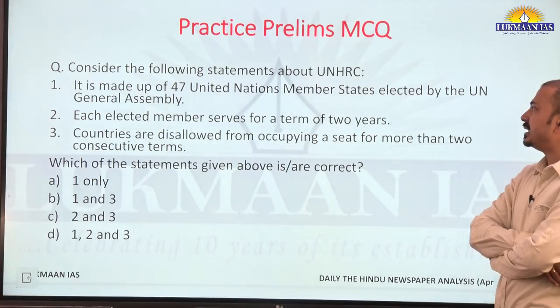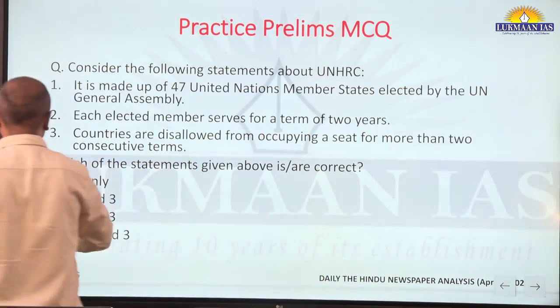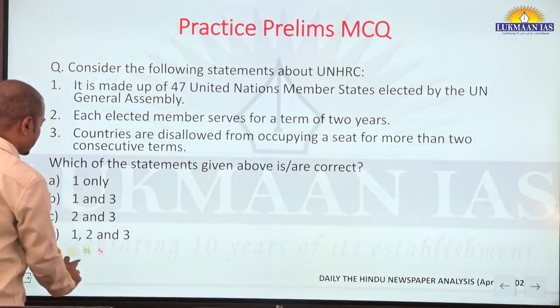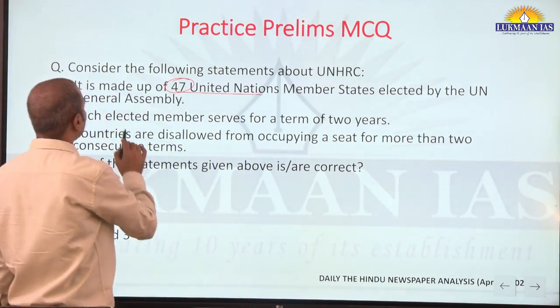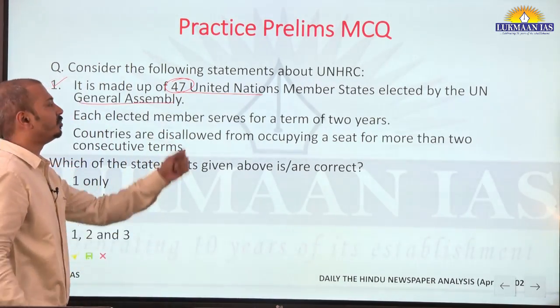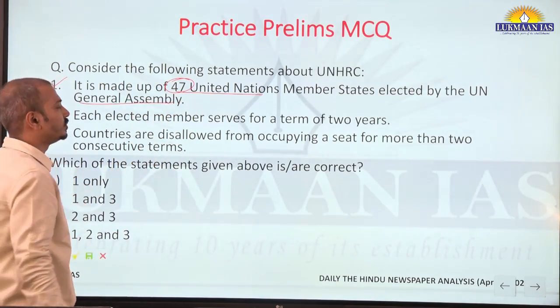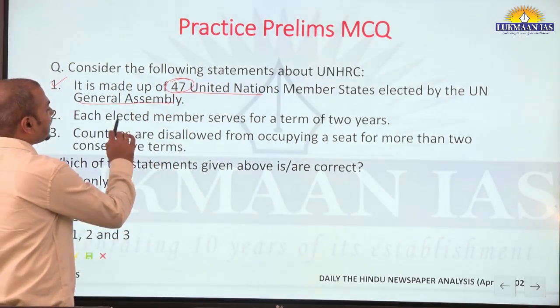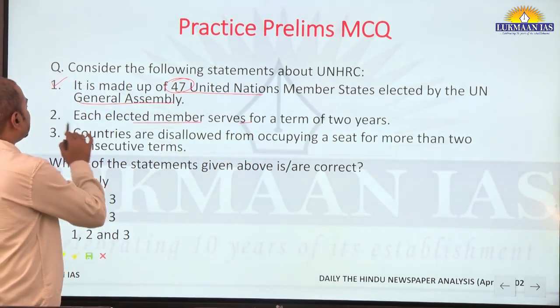Okay, so the question is about the United Nations Human Rights Council and we have to find the correct statements. Look at the first statement: it is made up of 47 UN members elected by the UNGA. This is a correct statement. There can be confusion in terms of numbers. A statement can be factually incorrect too. If UPSC asks, then it may say each elected member serves for a term of 2 years. So this is incorrect.